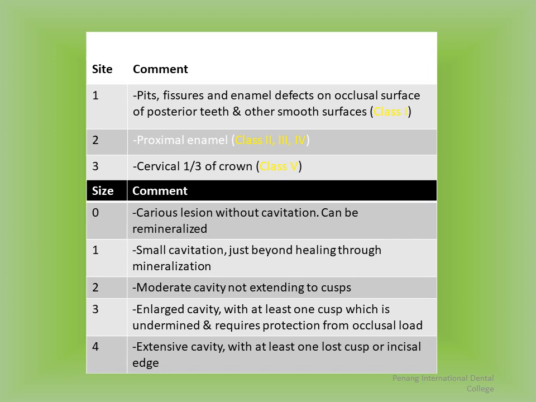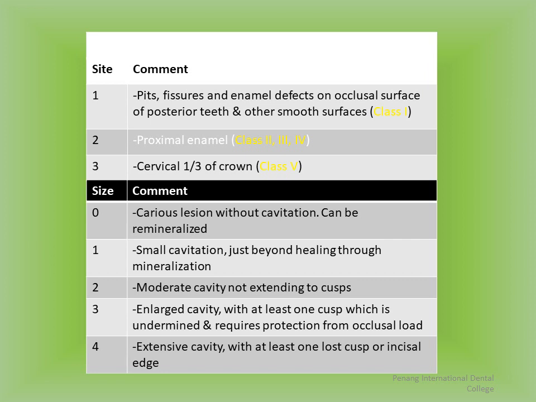And the third site is the cervical third of the crown. So this is similar to your class 5. Now it is the size, which is the attractive part of this classification, because size 0 will show you that it is a carious lesion without cavitation. So this is your incipient lesion. It can be remineralized, so you do not need to treat it.